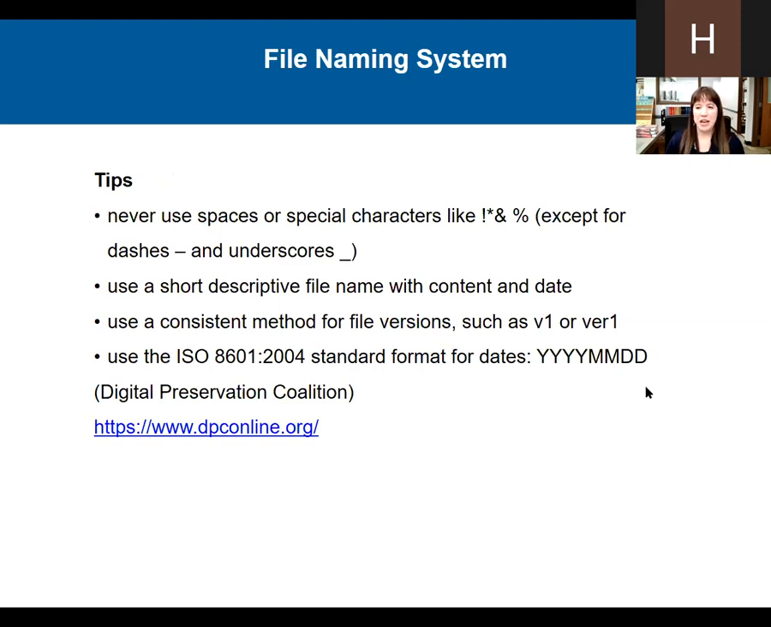So for file naming, I have some tips for you. These are common suggestions by a lot of archivists, but I definitely think this is worthwhile, and it's actually good to try it out on other files before you start trying it out with your most precious photos and documents, because it takes some time getting used to the system for file naming. Some of the things to think about that aren't well known is to never use spaces or special characters. You can use dashes or underscores if you want to have a space, but spaces aren't recommended for file naming. You also want to try to use short descriptive file names instead of long ones, and also include the content and date if possible.